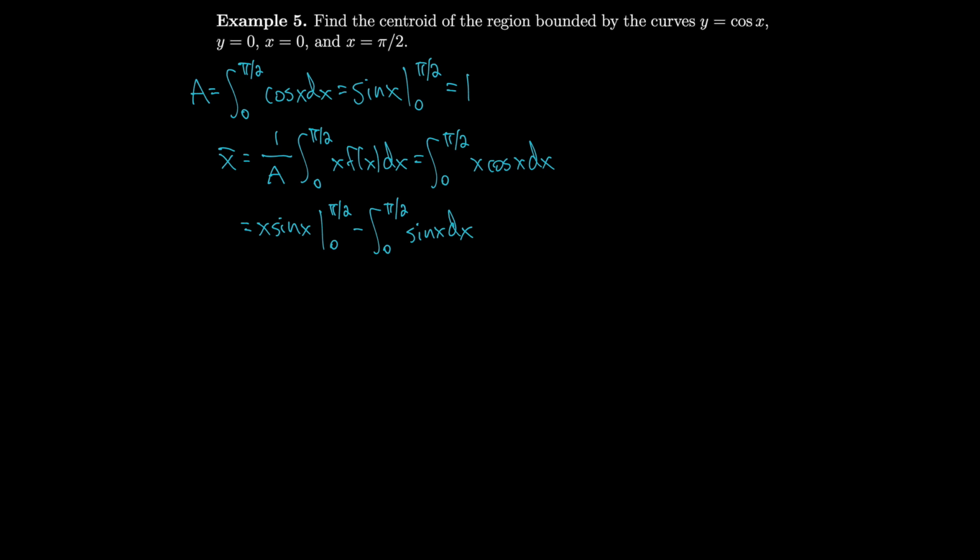So then v is sine, so u times v is x times sine x, and the integral of v du is just the integral of sine x, because dv was cosine, so v is sine. Integrating v means integrating sine. And this just ends up being pi over 2 minus 1.